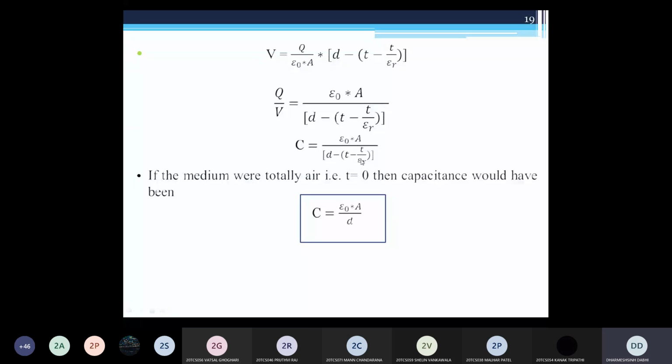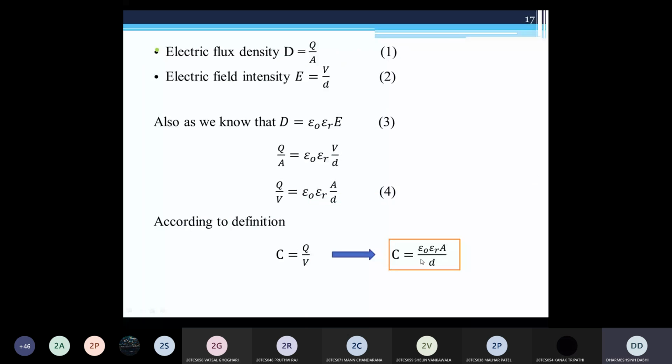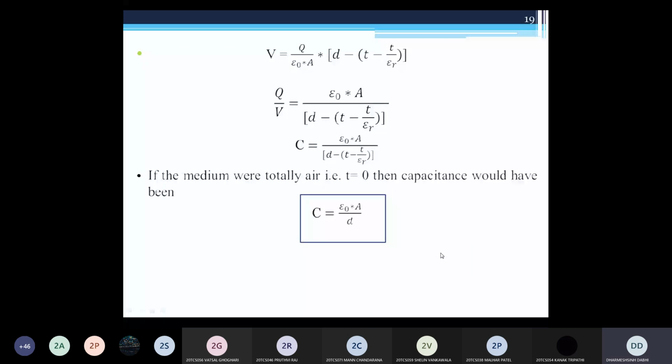So directly you can use the equation epsilon 0 A by D. That is the same equation we derived here. If you derive it for the air medium, the value of relative permittivity ER is 1. So it is epsilon 0 A divided by D. Depending upon the different insulating materials, they have different values of capacitance. Clear? In the example calculation, we will see how to calculate the capacitance of this capacitor.